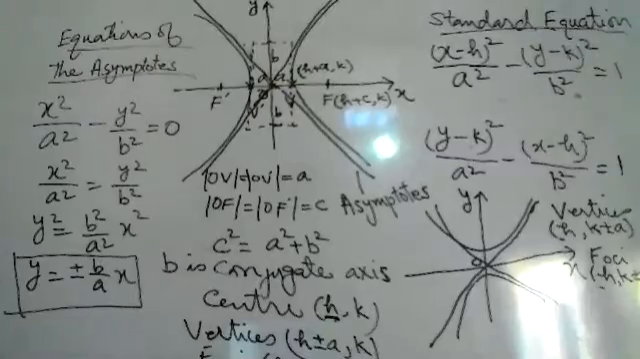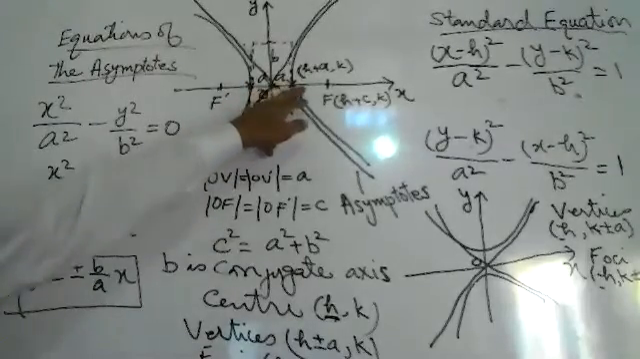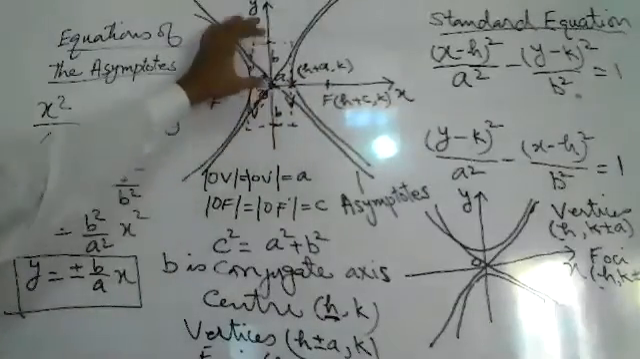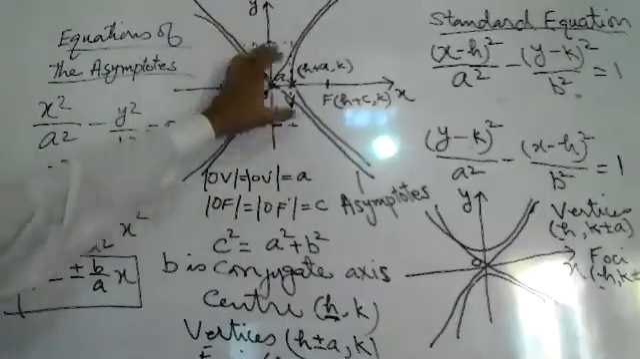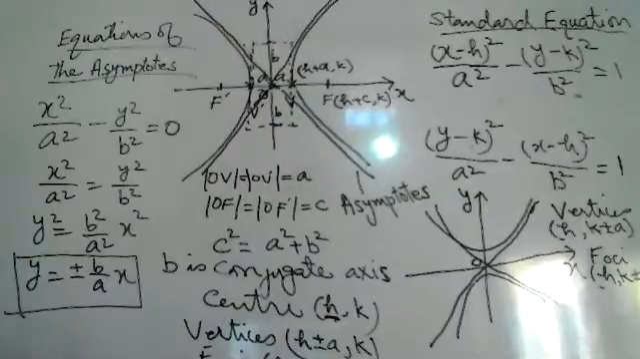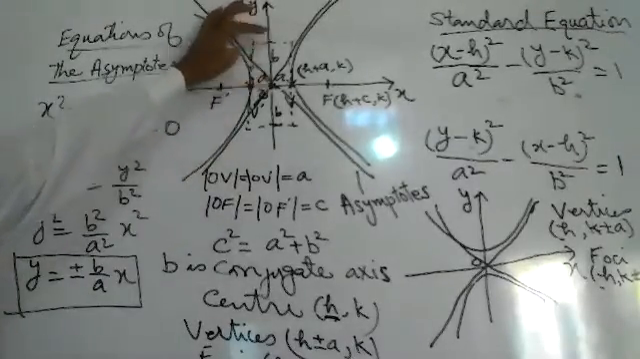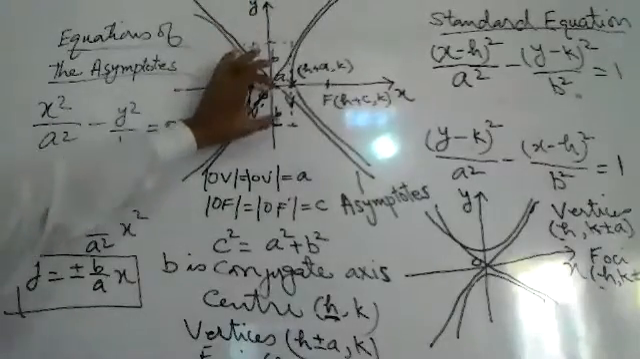A is the distance between the vertex and the center, and C is the distance between the focus and the center, whereas B is called the conjugate axis. It may be greater than A, it may be smaller than A, it may be equal to A. So A and B may be equal, or A and B may be different. The distance from the center to this point is called B.